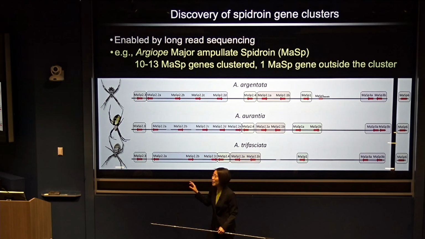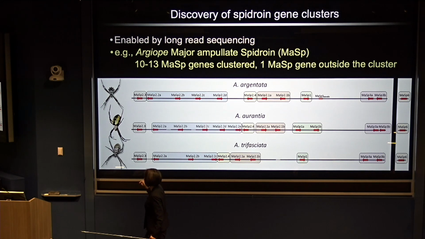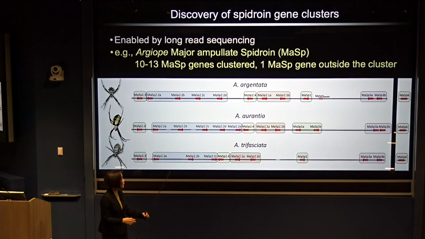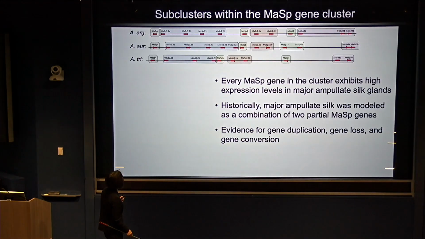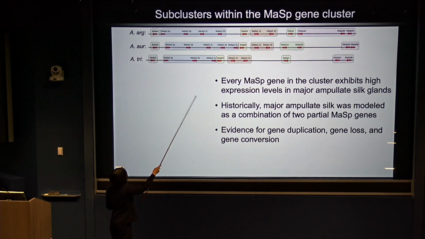So you can see here that there does seem to be some sort of conservation, right? There just looks to be a lot of synteny here. So we have a lot of these major ampulate silk genes. Now let's look a little more closely at them. This is that same diagram that was on the previous slide.